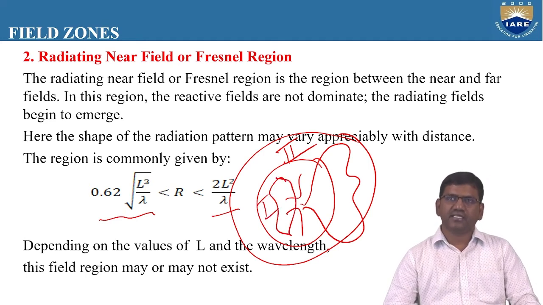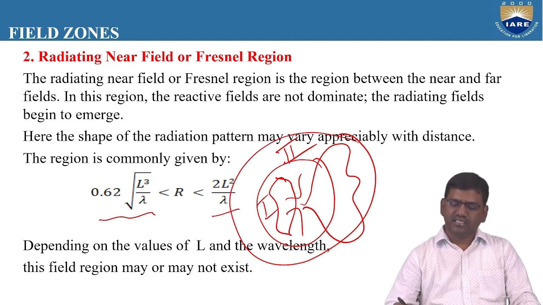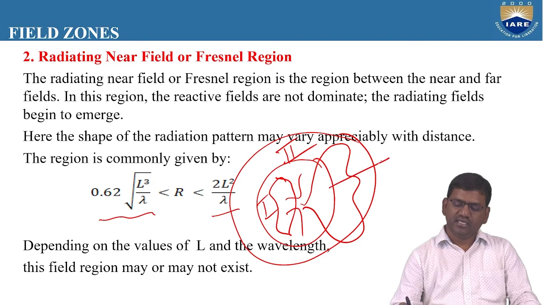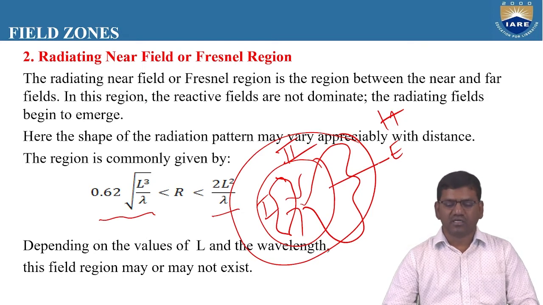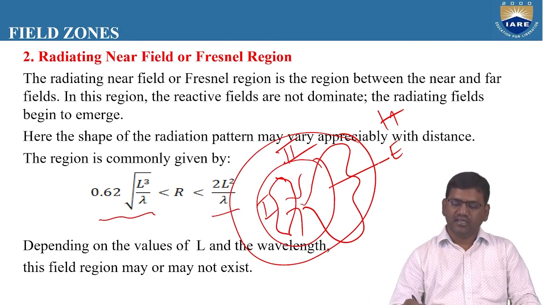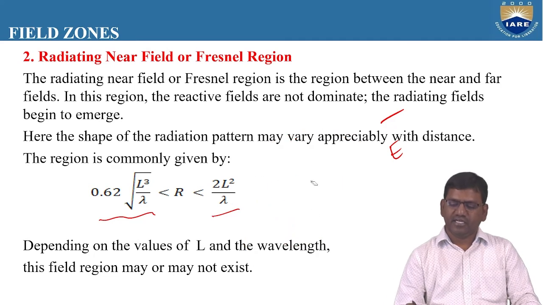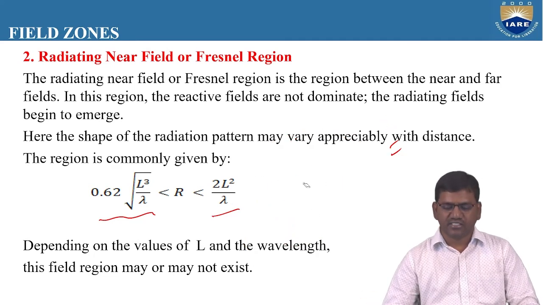In the second zone, there is a transition in the shape of the radiation pattern. E and H fields are also formed, but these E and H fields are not orthogonal to each other. This radiating near field zone is also known as the Fresnel region.